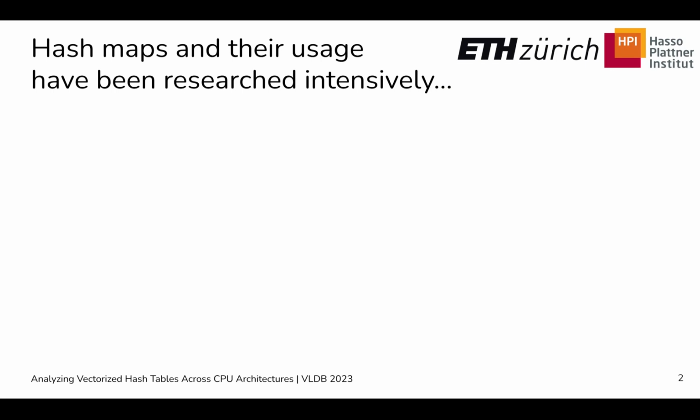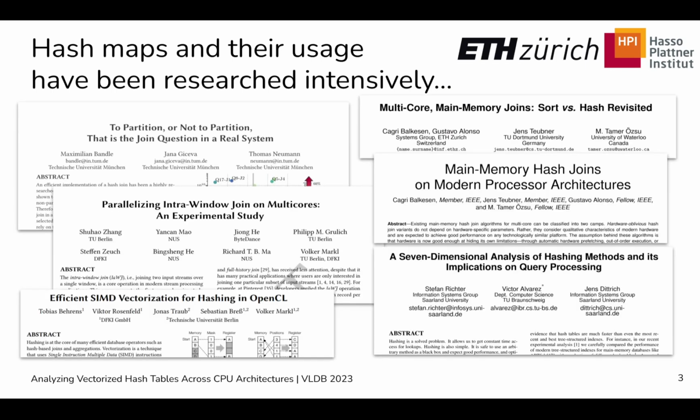If you take a look at the research output from the last couple of years, you will find many papers on hash joins, how to parallelize hash joins, also on hash tables and the best hashing schemes in different scenarios. You will also find papers on vectorization. And if you look at how hash maps are used in industry, industry hash map implementations like Abseil's Google hash map or Facebook's Folly F14 hash map all use vectorization.